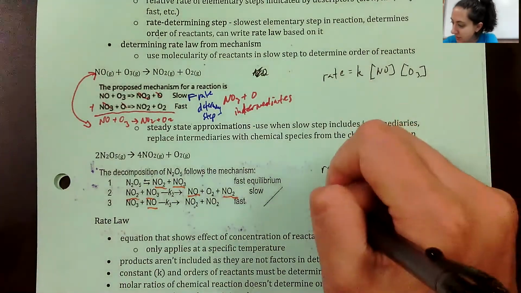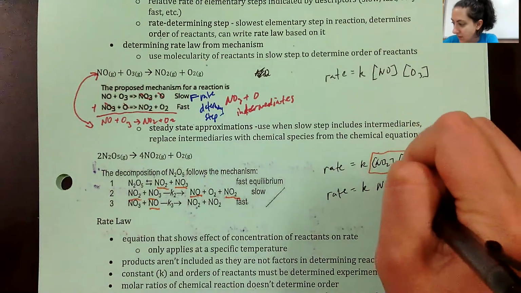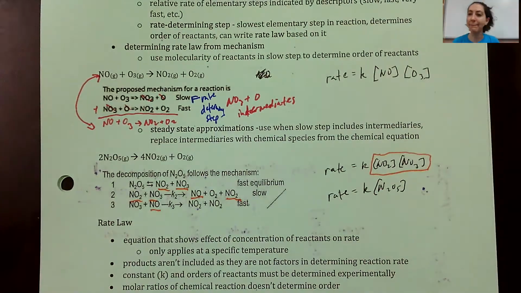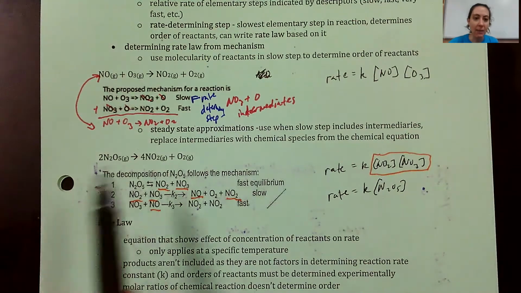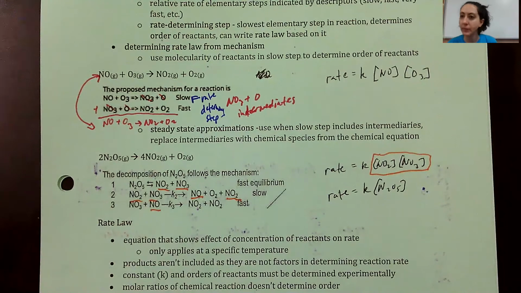So what we're allowed to do is instead write it like that. We're allowed to just replace it. And once again, in this fast equilibrium, that is first order. So that would mean that this is also first order. Okay. That is pretty much it.